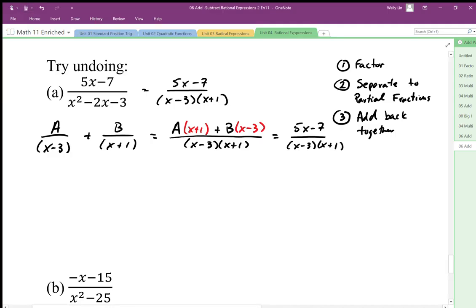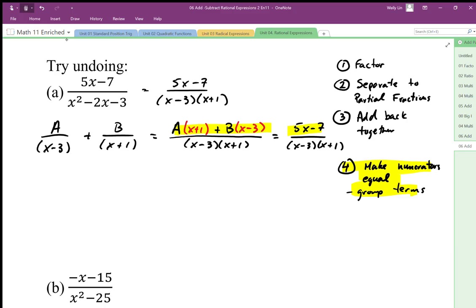Okay, so the next step is we want to make the numerators equal. Okay, and we can actually group the coefficients. So I'll put here group terms. So let me just highlight that because that goes with the highlighting there. So my next step is I'm going to expand this out and say that ax plus bx must equal the x part of that expression.